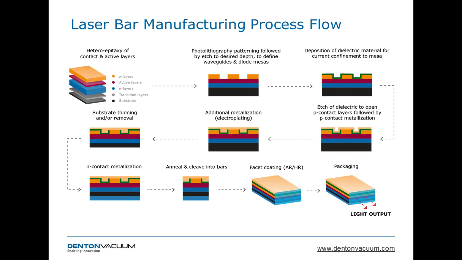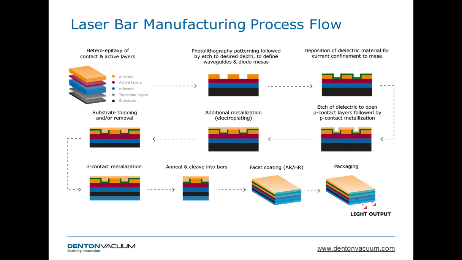Then we follow with the deposition of the dielectric material required for carrier confinement to the diode mesa. Afterwards, we'll need to open this dielectric layer with an etch and then deposit P metallization, so the actual P contact. And if needed, we do additional metallization, such as electroplating for thicker, sturdier contacts. Some processes follow with substrate thinning to less than 100 micron, maybe 70 to 90, or in some cases there is full substrate removal. Let's not forget the P contact is done.